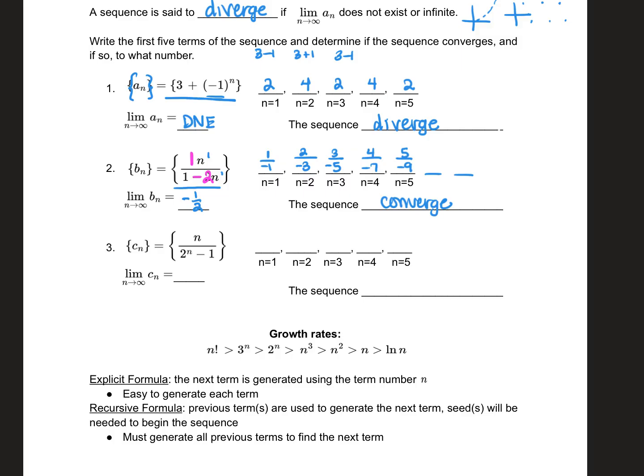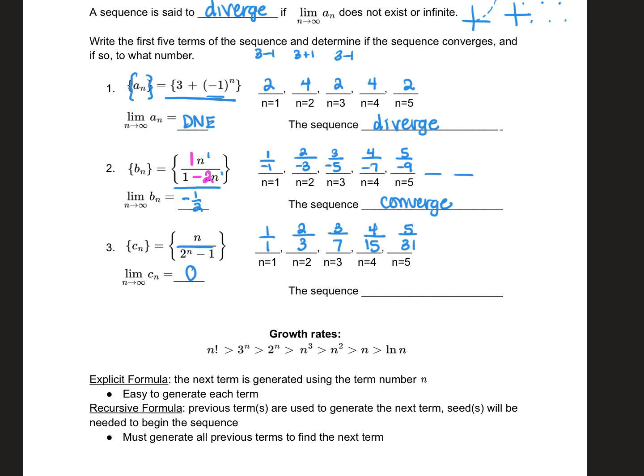The next one, same thing, plugging in 1, we'd have 1 over 1, 2 over 2 squared minus 1, 2 cubed, which is 8 minus 1, 2 to the 4th, which is 16 minus 1, 32 minus 1. Now I can definitely see my sequence is getting smaller and smaller and smaller, so I'm assuming this is going to go to 0.